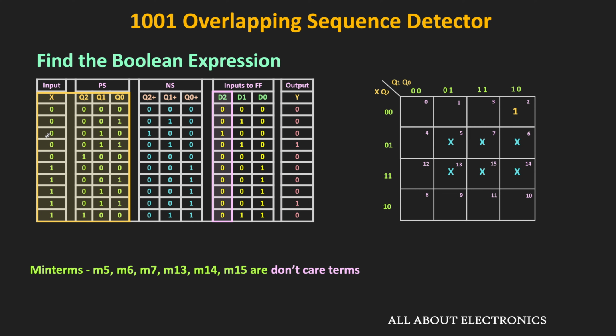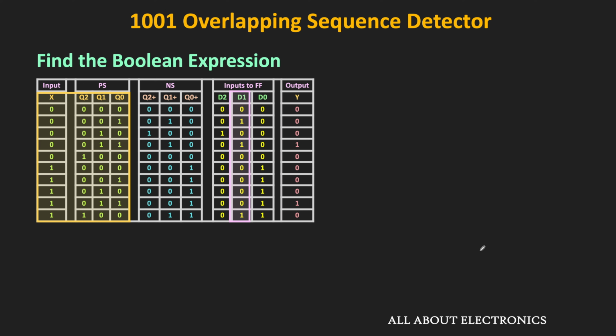And now, let us try to find the simplified expression. So here, we can combine this min term M2 with this don't care term. And this group corresponds to x bar dot q1 dot q0 bar. That means here, this D2 is equal to x bar dot q1 dot q0 bar. So similarly, let us find the expression of the D1. So if you notice over here, then this D1 is equal to 1 for the 3 different input combinations, that is min terms M1, M3 and M12.